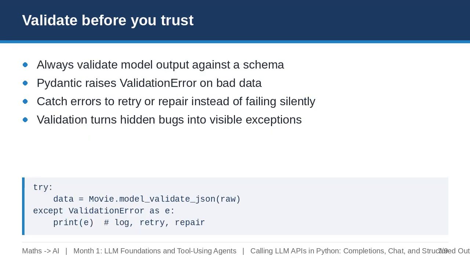Even with structured output, defensive validation is wise, especially when working with raw JSON strings from other sources. Pydantic's model_validate_json raises a clear validation error when data doesn't conform. Catching it lets you retry or repair, turning what would be a silent downstream bug into an explicit, handleable event.